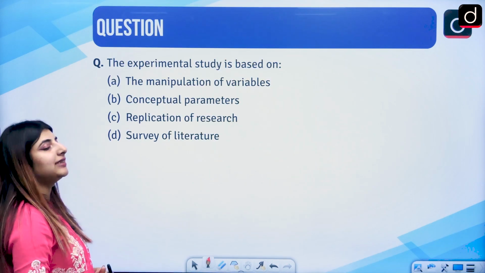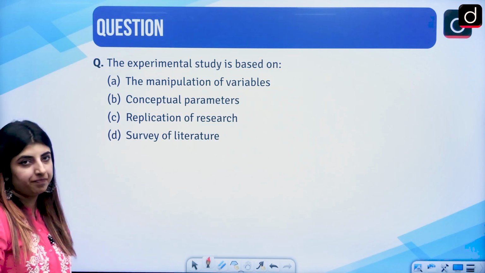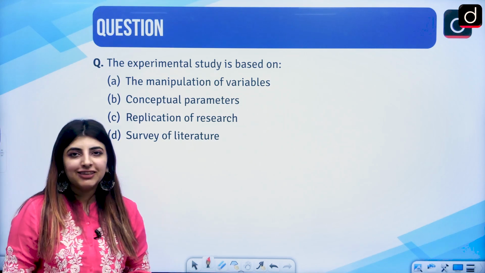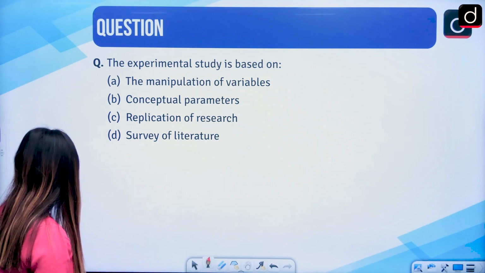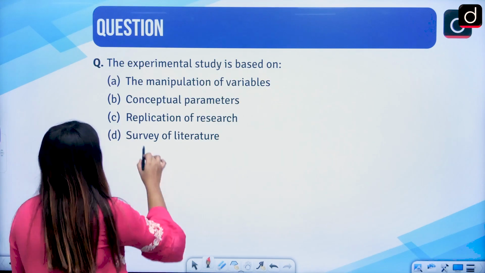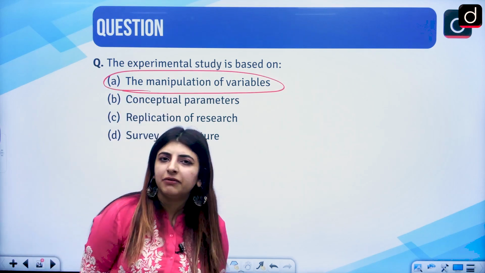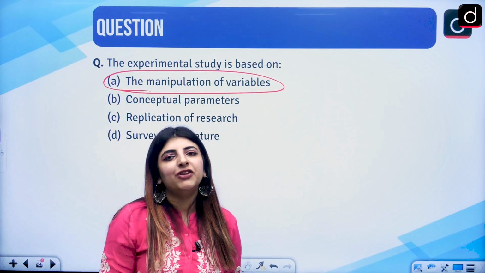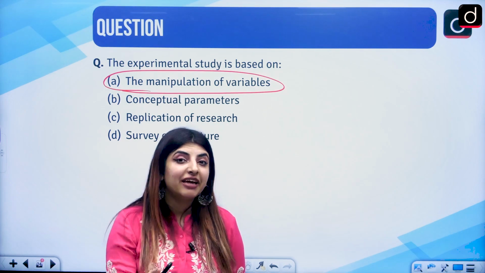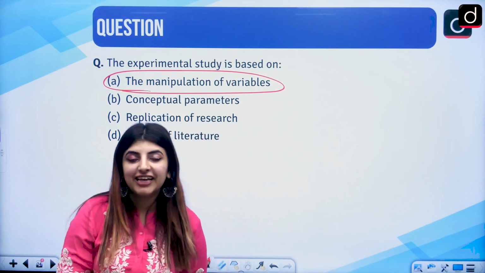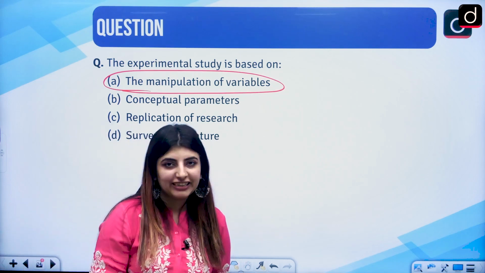The experimental study is based on what? The answer to this question is pretty simple. It is based on option A, the manipulation of variables. And which is the variable that is always manipulated? Write down in the comment section below. Which is the variable which is always manipulated in the research when we conduct it, right?